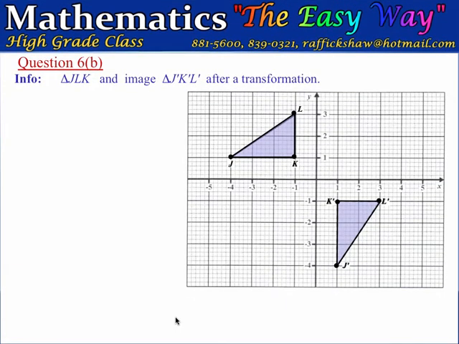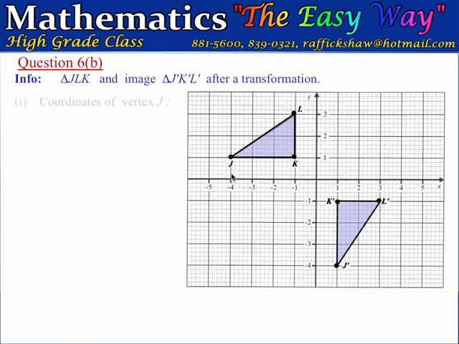Now part B gives us this diagram. It consists of two triangles. It's a graph of two triangles, triangle JKL and triangle J prime K prime L prime. And we are told that J prime K prime L prime is the image of a transformation on triangle JKL.